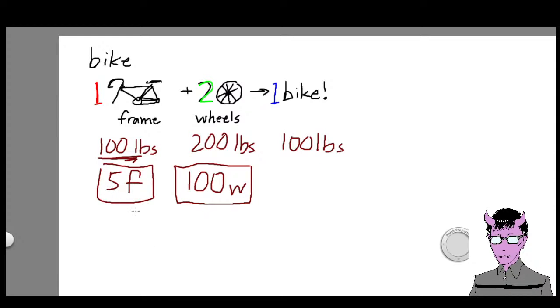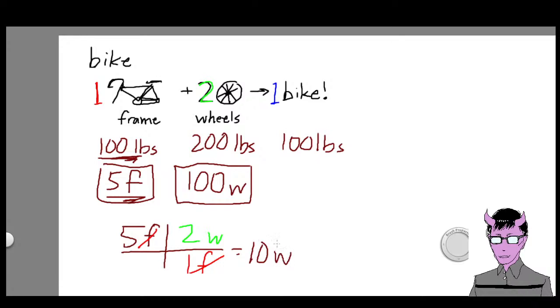Okay, in order to use up all 5, arbitrarily selecting this for analysis: if you have 5 frames, how many wheels will you require to use up all 5 frames? Here are the numbers again. 2 wheels for every 1 frame. Cancel, cancel. And then you will see you will need 10 wheels. Do we have 10 wheels? We have more than enough wheels, so let's call this excess.